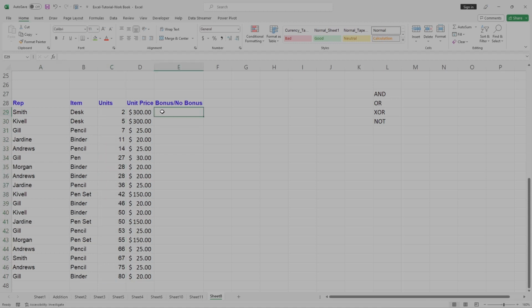If they have sold $25 or more, they will get the bonus. So any representative who has sold either $25 or more than $25, they will get the bonus. That is what we are going to calculate.